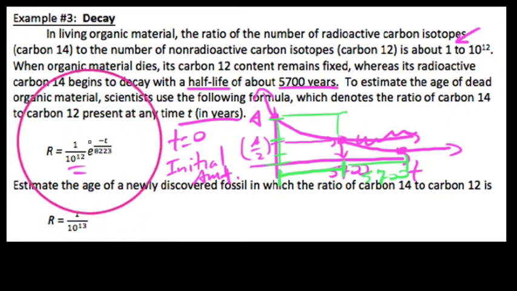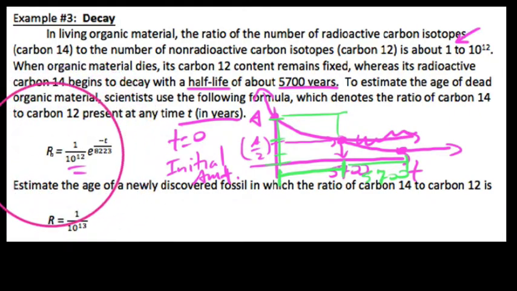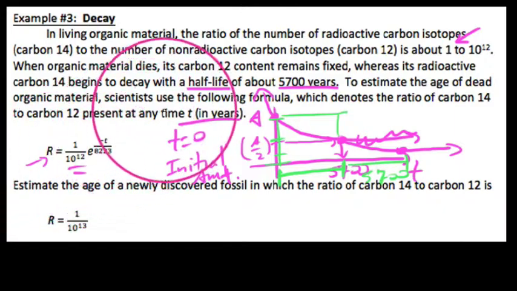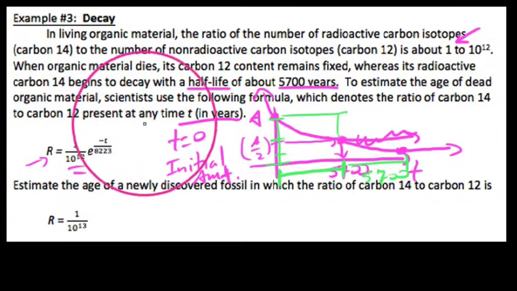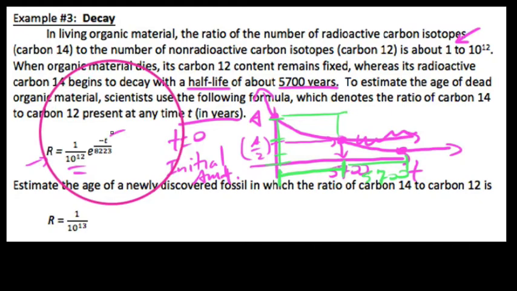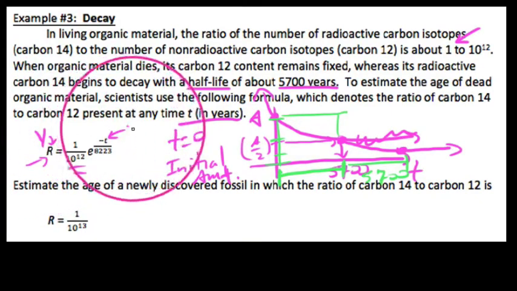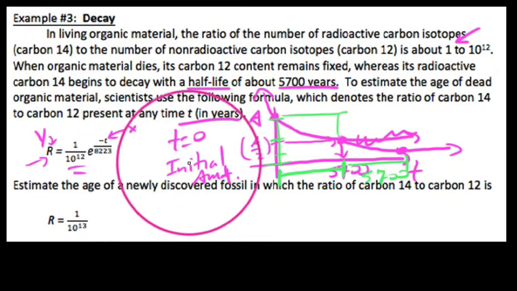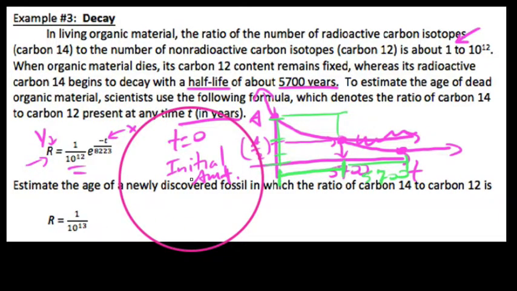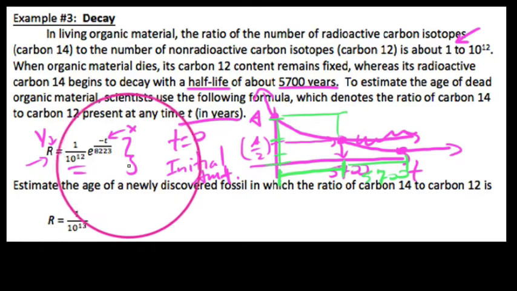Let's take a look at this model. This truly is a decay model. They use this model right here where R is the ratio of carbon-14 to carbon-12 present at any time, and t is years. So usually when we talk about a model here, we're saying that this is like our y, our output, and this is our input right here. And so we can totally put this into a calculator. But lucky us, we've been given the model.